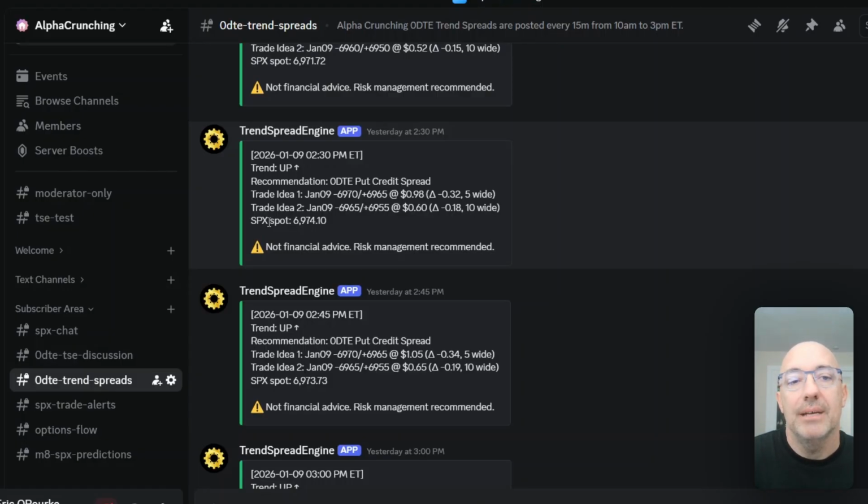At the time of the trade, the trade alert will post a spot price. So in this example, SPX was at 6974, and the 5-wide, which is really close to the end of the day, was only 5 points out of the money, and you could get a dollar for it. And the 10-wide was about 15 points out of the money.